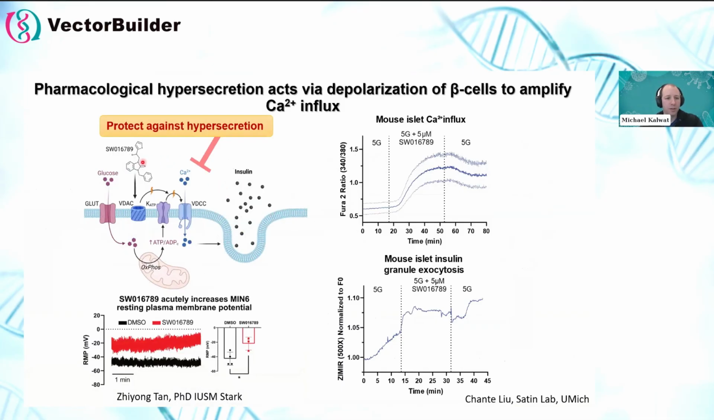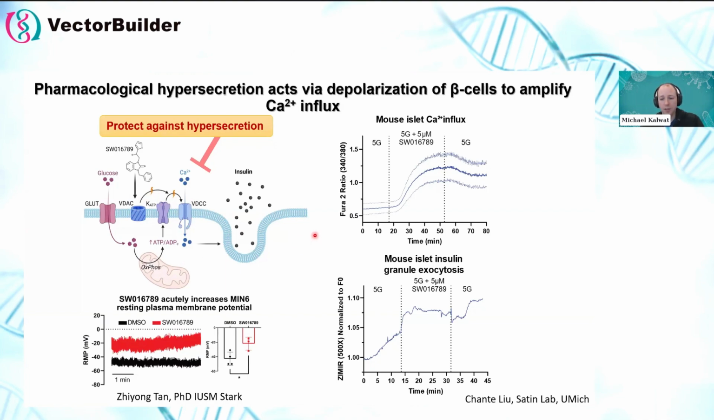So we currently think that SW16789 is at least working through VDAC for part of its activity, and we have preliminary data from one of our collaborators to suggest that SW16789 can cause a slight depolarization of the resting membrane potential that would fit with its ability to potentiate the cell's response to glucose, causing more depolarization, causing more calcium influx.